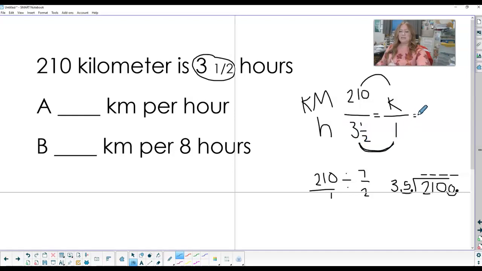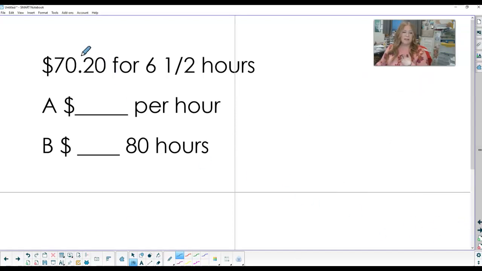Now it wants us to know how far they can go in 8 hours. So once we know this part here, this is times by 8, take this here, and times by 8 to match it. Okay, one more problem we have here. They're making $7.20 for 6.5 hours. So we have money and we have hours. So $7.20, 6.5 hours.